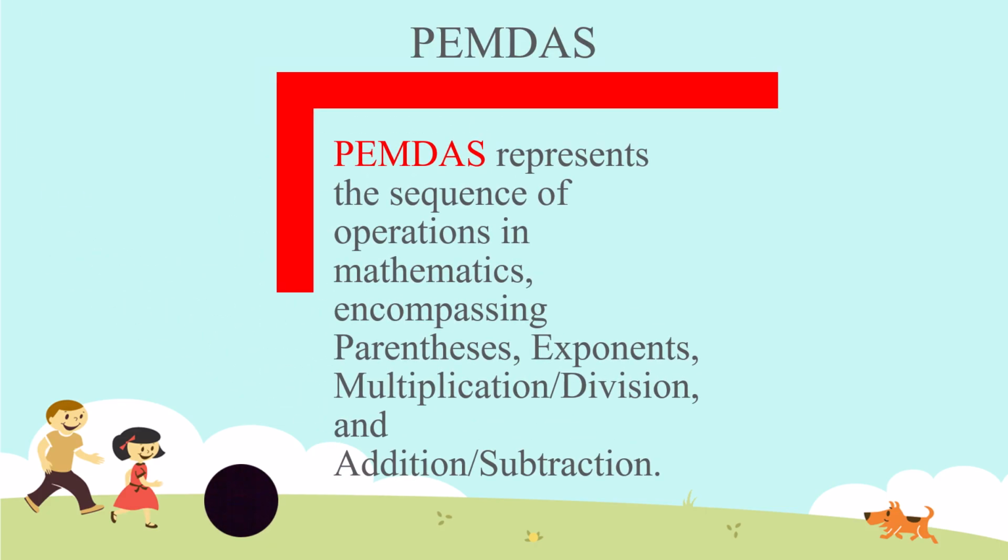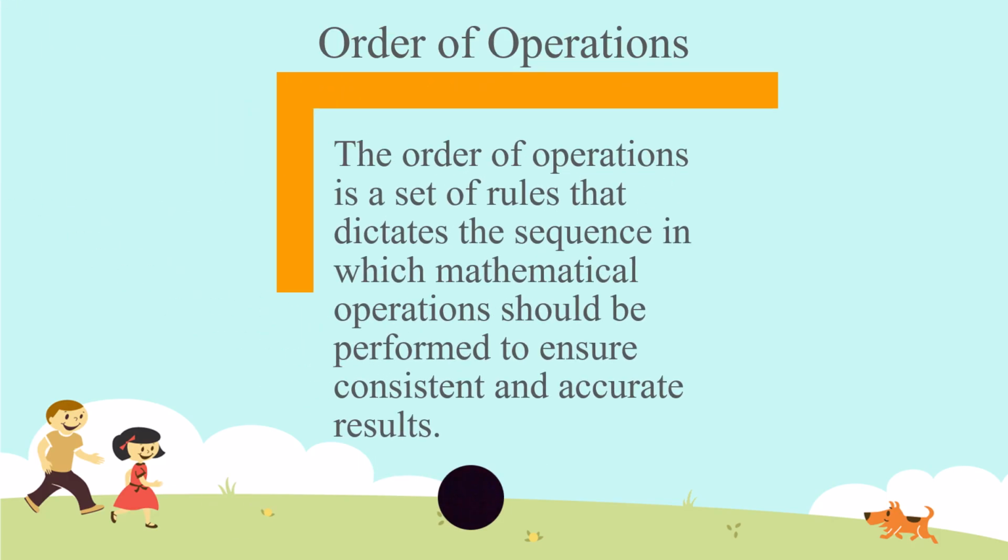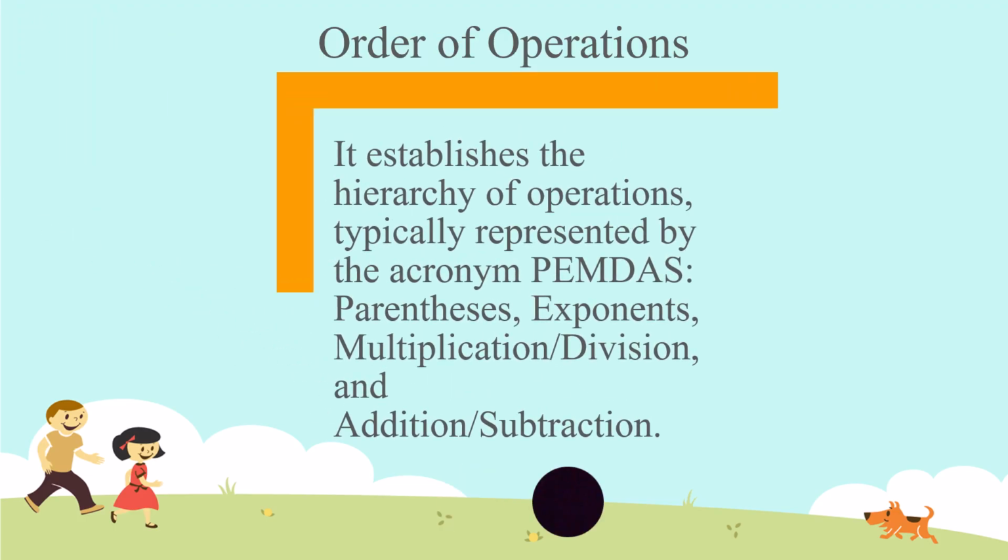PEMDAS represents the sequence of operations in mathematics, encompassing parentheses, exponents, multiplication and division, and addition and subtraction. The order of operations is a set of rules that dictates the sequence in which mathematical operations should be performed to ensure consistent and accurate results. It establishes the hierarchy of operations, typically represented by the acronym PEMDAS: parentheses, exponents, multiplication and division, and addition and subtraction.